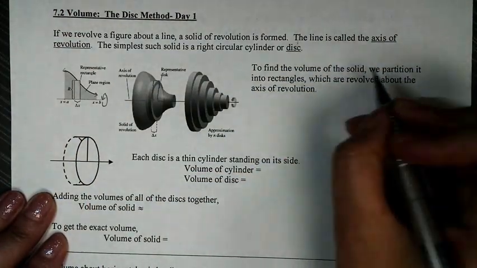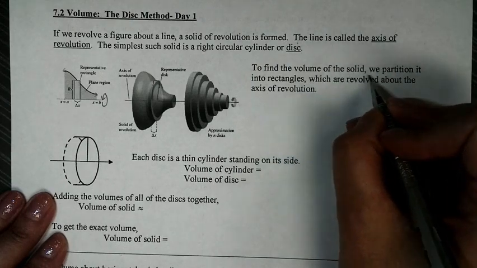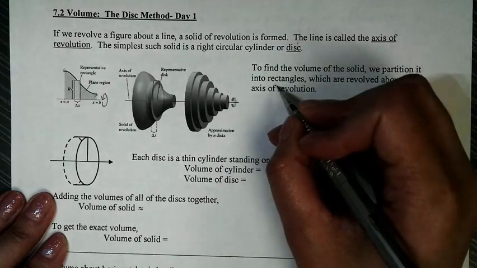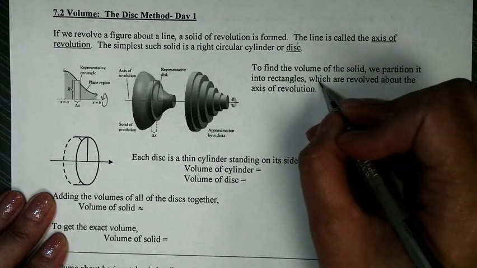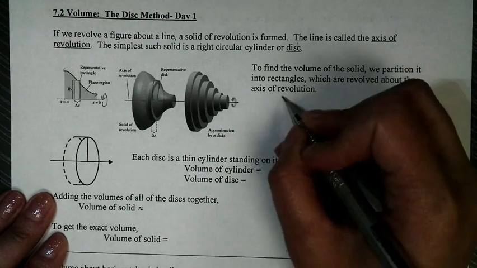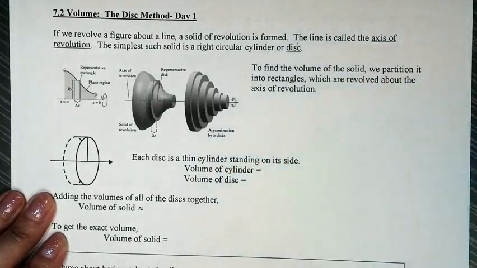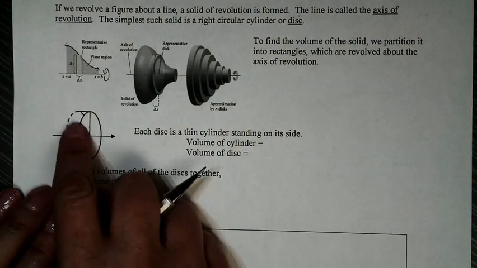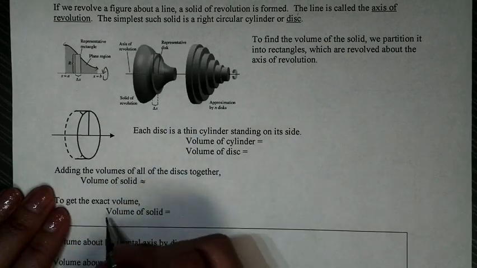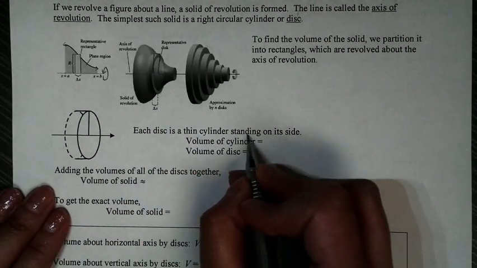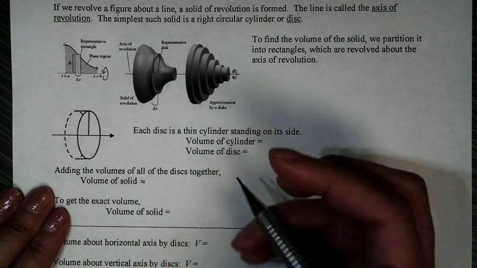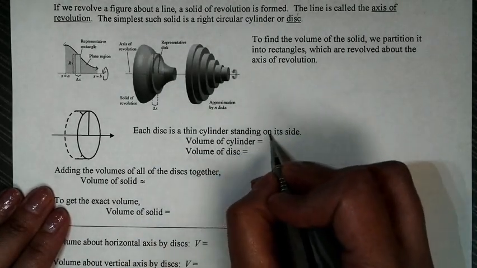So to find the volume of the solid, what we're going to do is partition it into rectangles, like Riemann sums, which are revolved about the axis of revolution, in this situation the x-axis. So what you form is something that looks like this. As you can see, this is a disk. Each disk is a very thin cylinder, almost like a piece of paper, as thin as that or more, standing on its side.